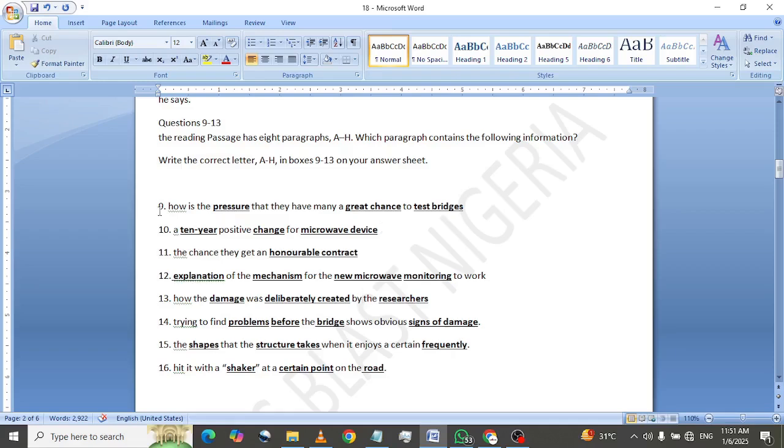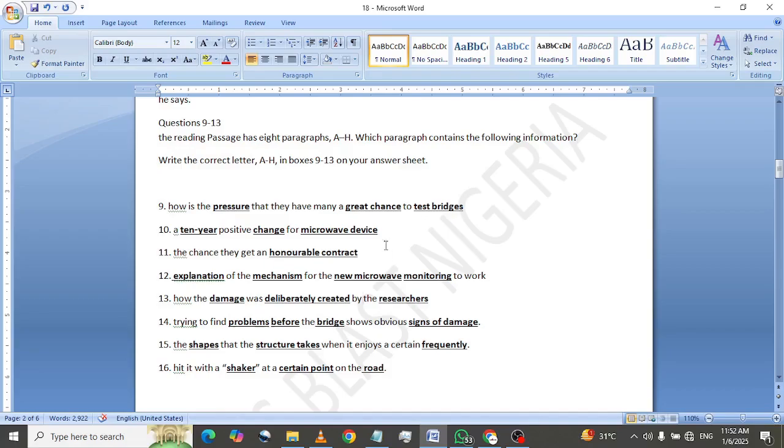Now let's take a look at this number 9. They said, how is the pressure that they have a great chance to test bridges? Where can we find this information in the passage? That is what we are going to look for. So what do we do? We have to glance through or skim through the passage. But what I would normally advise students to do is to check your keywords first.